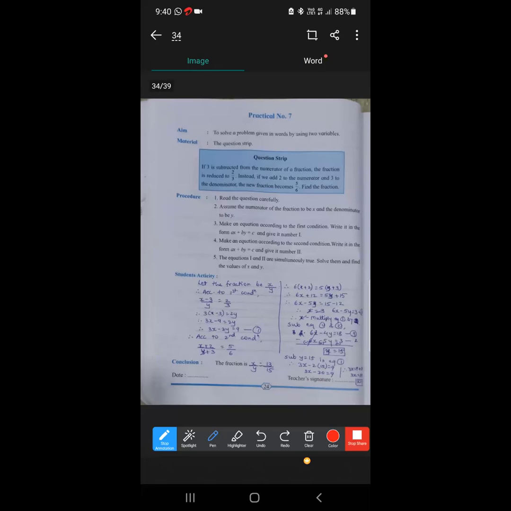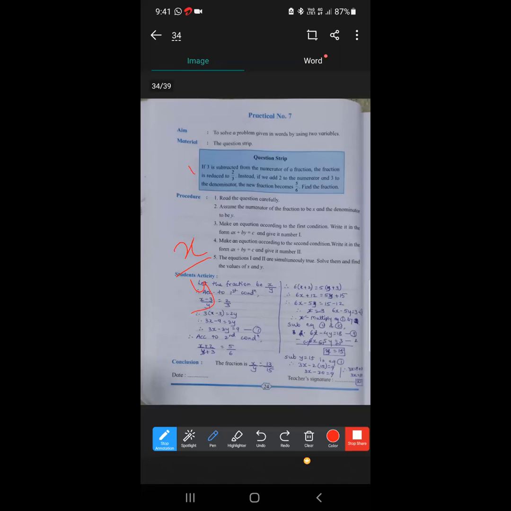So procedure, I will just read out and then I will explain. Read the question carefully. It is very, very important because whenever the word problems are there, you have to understand the problem and see the condition which is given in the problem. Assume the numerator of the fraction to be x and the denominator to be y. So here they have given that you have to take the numerator as x and denominator as y. That means your fraction will be what? x upon y. Make an equation according to the first condition.